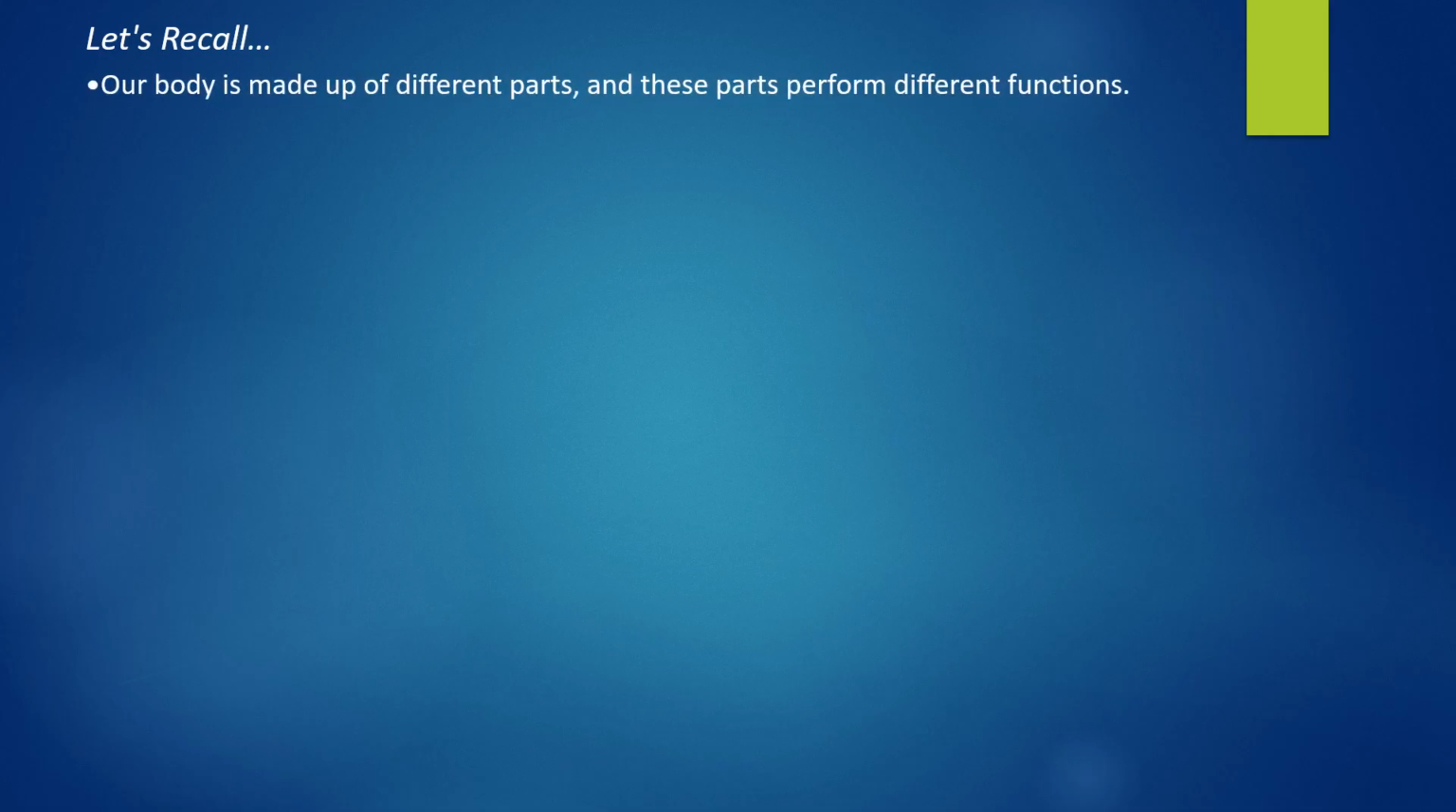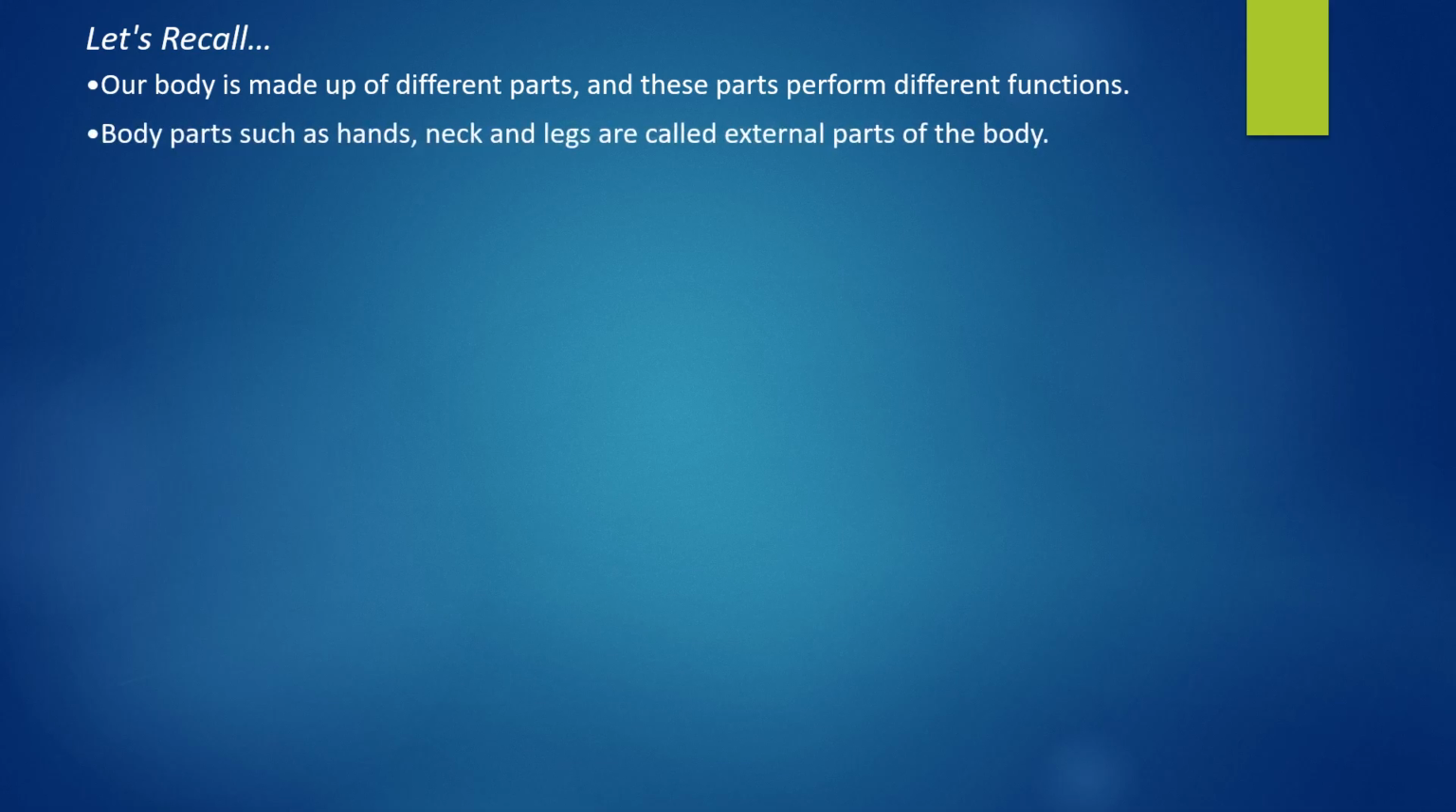Let's recall. Recall means let's remember whatever we have learned in this chapter. First one, our body is made up of different parts. Those parts are eyes, nose, ears, legs, hands, kidneys, lungs, etc. And these parts perform different functions. So different body parts have different work. These different body parts perform in different ways.